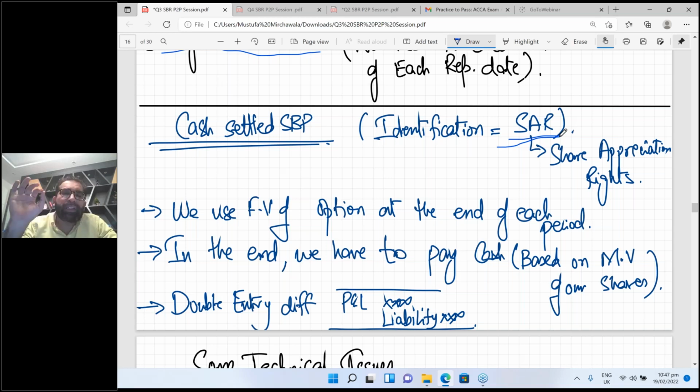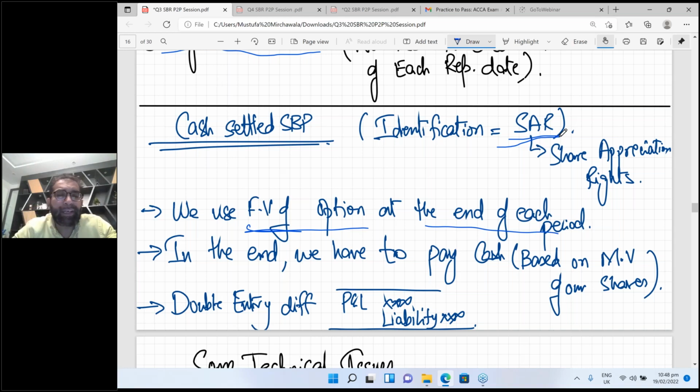Okay, now once you recognize that this is a cash settled share based payment, what is the difference between equity settled and cash settled? We use fair value of option at the end of each period. You don't need to use fair value at the grant date, but you have to use year end fair value, because now it's a liability. Now you have to pay the real market value. Second difference, in the end we have to pay cash based on market value of shares, not shares. And the third difference is the double entry.